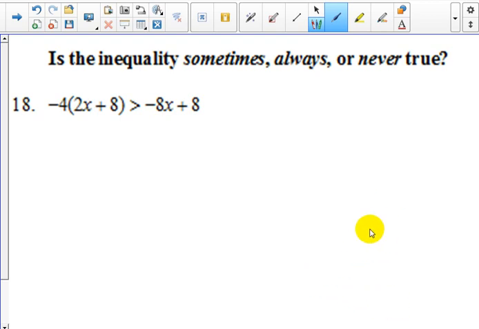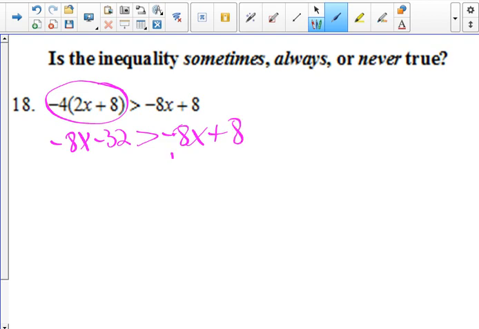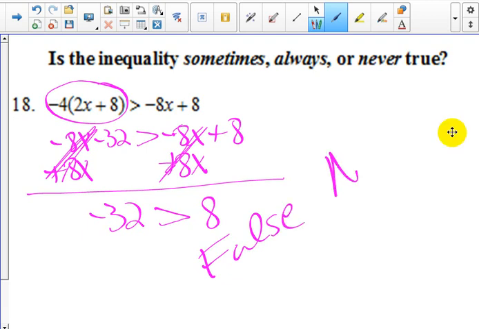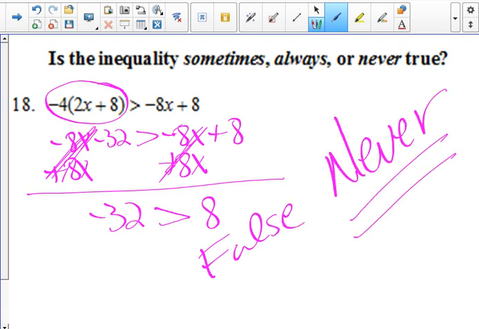Okay, so is the inequality sometimes, always, or never true? We're first going to distribute this negative 4 before we start solving. That's going to be negative 8x minus 32 is greater than negative 8x plus 8. So I'm going to get rid of this 8x, and I notice right away that it's going to go away, and so will this. I'm left with negative 32 is greater than 8, which is a false statement. So this is never true. And that's our answer, never.